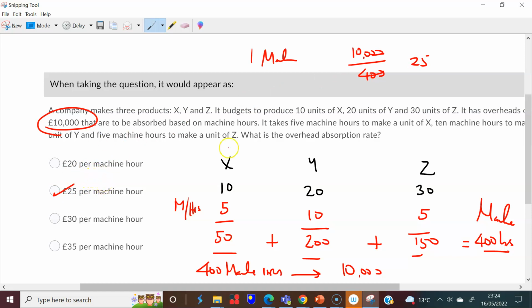Trying to map or absorb an overhead cost over all the hours involved, so we can then attach that when we're building a product. If we say, oh, well, what is the cost of a product? All we need is direct materials, direct labor, but you also need a certain number of machine hours, and we now know that we will assign £25 to every machine hour. There you are. So great stuff. So that's £25 an hour.